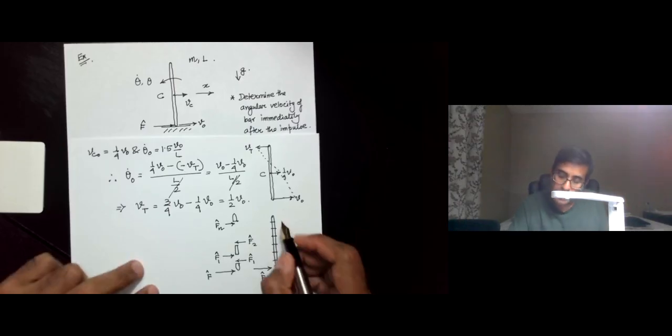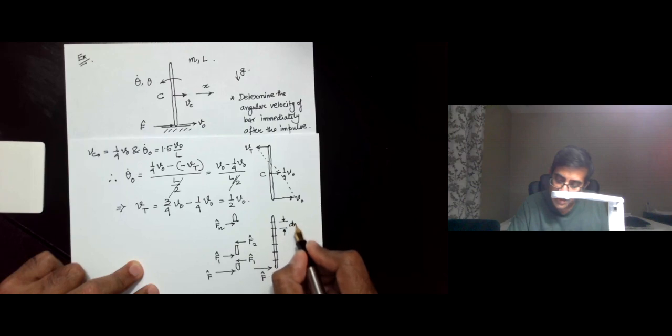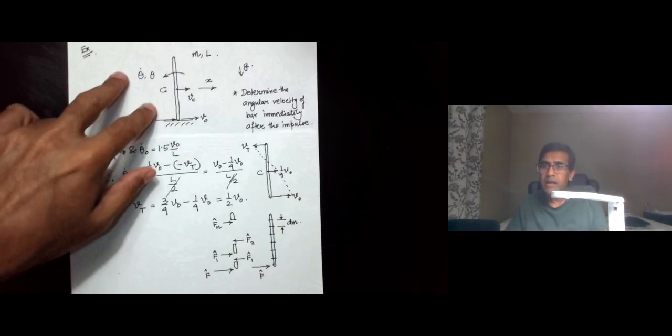It is happening because each of these elements has a mass dm. That is why, when the mass is distributed, it can absorb the forces and it can produce a finite velocity. And that is how the impulse gets transmitted from the bottom to the top.